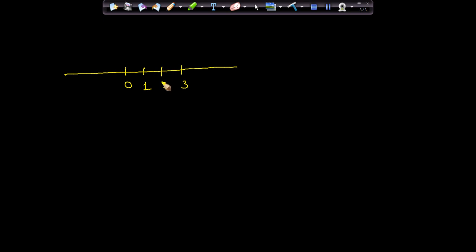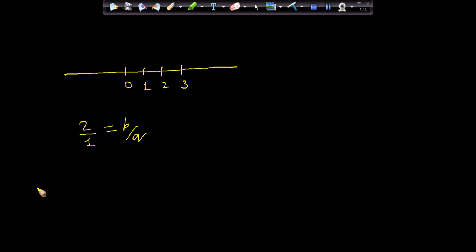For example, 2 is a rational number. 2 can be represented as 2 by 1, in the form P by Q, where Q is not 0, and P and Q both are integers, right? P is 2, Q is 1. So 2 is a rational number, 1 is a rational number, 3 is a rational number. So we can represent rational numbers on a number line. So how to represent an irrational number on a number line?